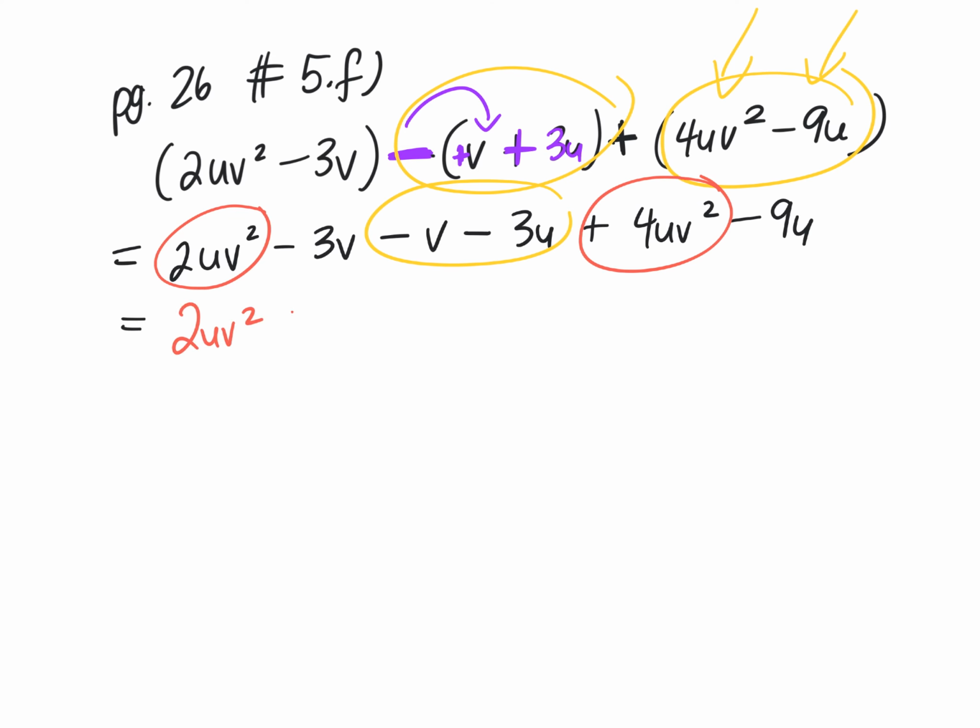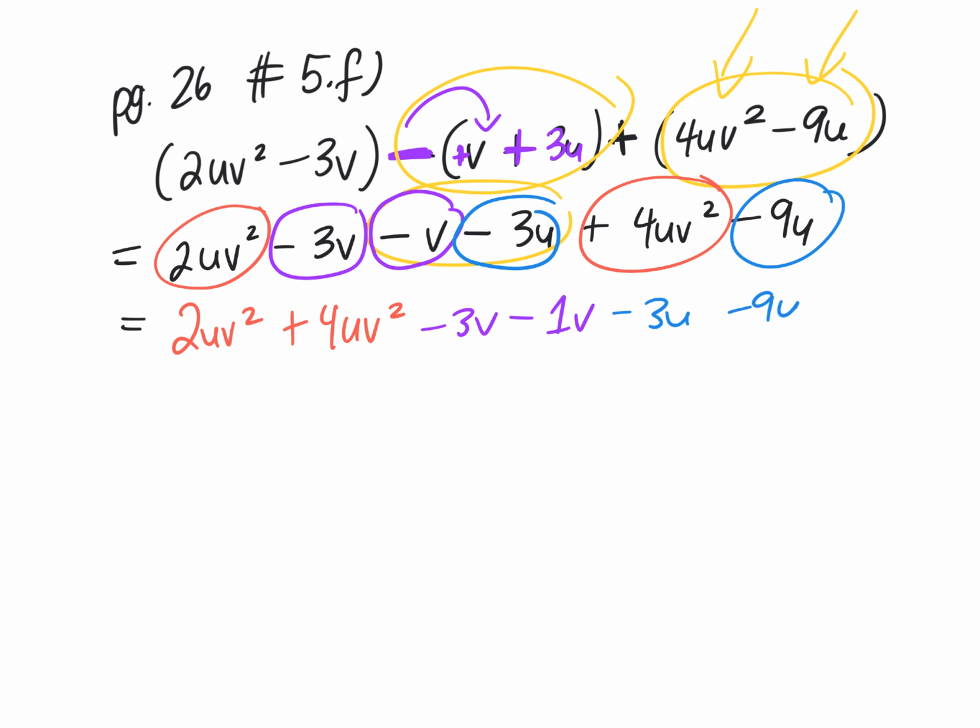2uv squared and plus 4uv squared. Oops, that's messy. uv squared. Then I have a negative 3v. What else goes with negative 3v? Negative. I'll put a 1 there, so I remember I have to take away 1, right? You can put a 1. And then negative 3u and negative 9. Perfect. I mixed that up. Negative 3u and negative 9u.